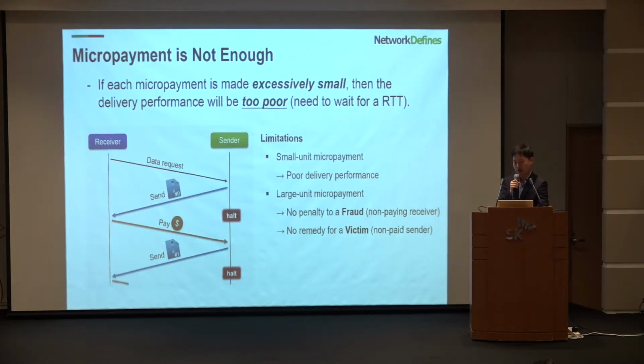If each micropayment is made excessively small to avoid any loss of data or compensation, then the delivery performance will be too poor, since each peer has to wait a round-trip time to confirm delivery or provide compensation to the other. So a small-unit micropayment suffers from poor delivery performance. And if a micropayment is provided in a large unit, which by definition is not a micropayment, there will be no penalty to a fraud, which is a non-paying receiver, and no remedy for a victim, which is a non-paid sender. They can just halt the exchange.